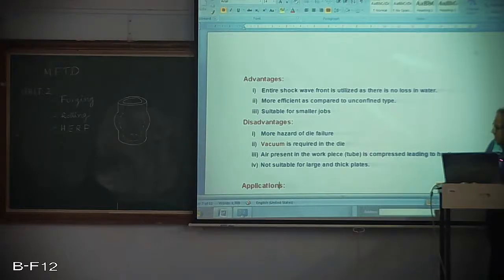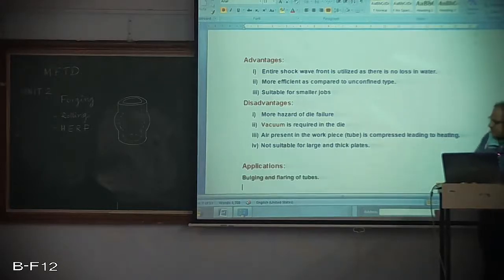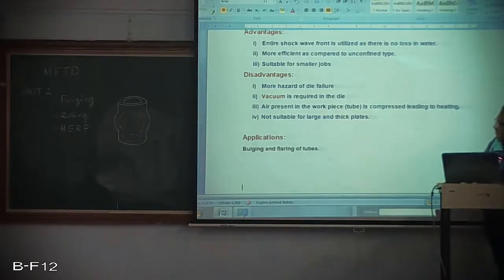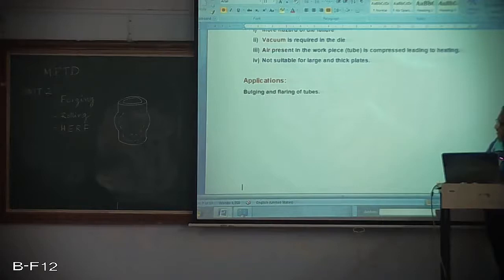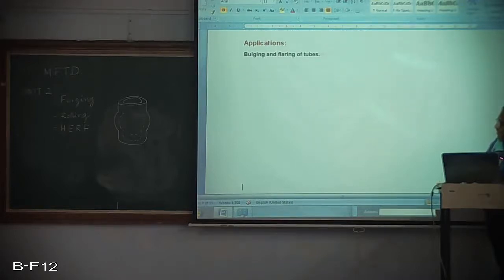Plates. So advantages, disadvantages, and coming to the applications, it's mainly for bulging and flaring of tubes. I have given the example of bulging. Flaring is opening up at the top. In a similar way, we can expect that to happen depending on the shape of the die cavity. So bulging and flaring of tubes is the major application of this confined type.